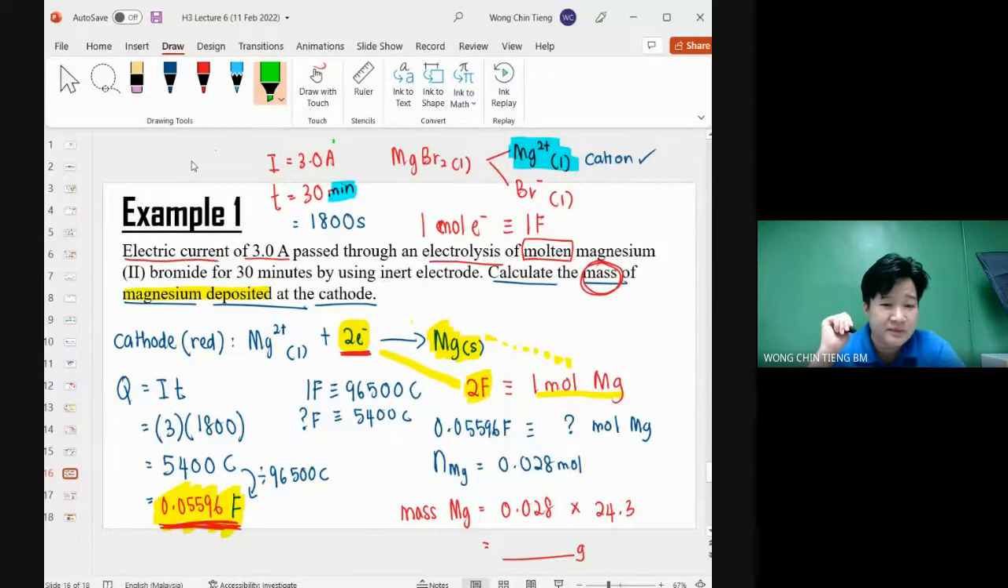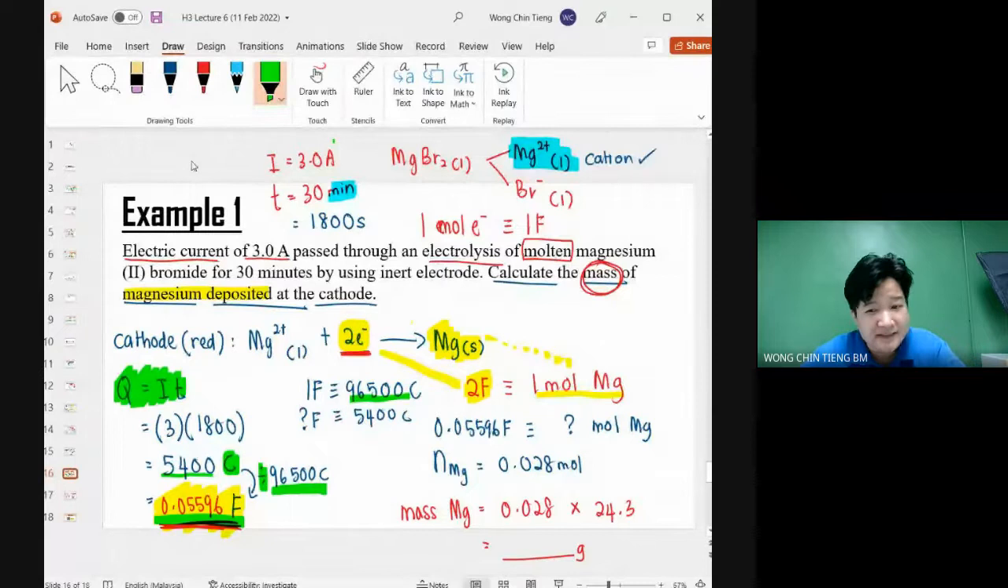Alright? Dia simple je. Ni formula pertama. Bila kamu dapat Q, kamu akan dapat dalam coulomb. Kenapa saya suka bahagi dengan 96,500 coulomb dan tukar kepada Faraday? Satu je reason dia, value dia jauh lagi kecil. Bayangkan nak compare dalam bentuk ribu, puluh ribu berbanding guna value 0.0. Saya rasa 0.0 tu jauh lagi senang berbanding nak tekan 0 berpuluh-puluh kali. Sebab tu saya suka tukar coulomb kepada Faraday so that the value is smaller. Okay, ni benda pertama yang baru. Benda kedua, tak ada benda apa pun.